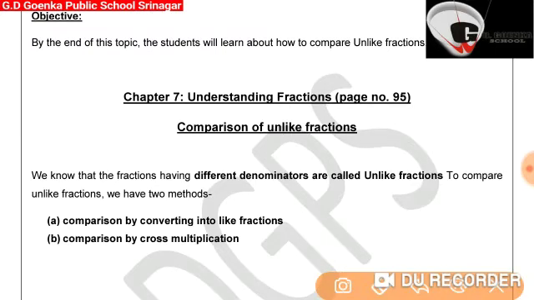We already know that fractions having different denominators are called unlike fractions. To compare unlike fractions, we have two methods: comparison by converting into like fractions, and second is comparison by cross multiplication. In this video lecture, we're going to learn how we can compare unlike fractions by converting them into like fractions. That is, we're going to learn the first method.